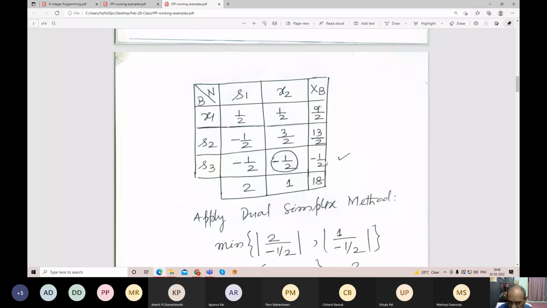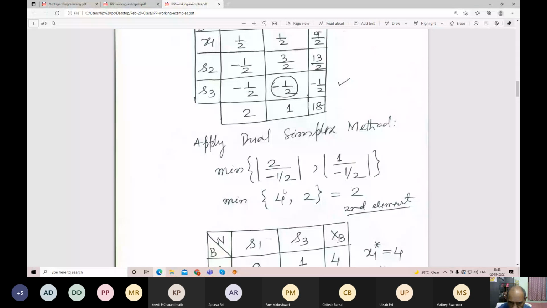So minus half, since minus half is there, it is clear that this s3 will depart. Then which one will enter, whether s1 or x2? That we have to find out. 2 divided by minus half, its absolute value is 4. 1 divided by minus half, its absolute value, that is 2. 4 and 2, minimum ratio is 2. 2 is coming with respect to the second element. So that is with respect to minus half. That is the key element.